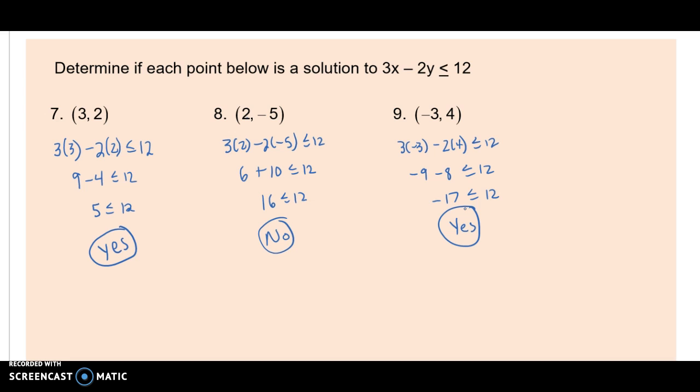So just again, to recap, we've looked at solving inequalities where there's just one variable. We looked at solving inequalities where we had multiple variables and we wanted to isolate one. And we also looked at taking points and determining if they're a solution to the inequality.